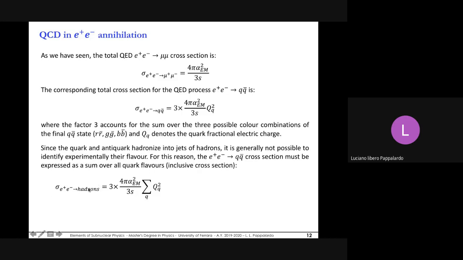Okay, if it is a low energy process, then sure, you cannot produce bottom quark or charm quark, but only light quark. So it depends, of course. The number of terms here in the sum depends on the energy available in your process.